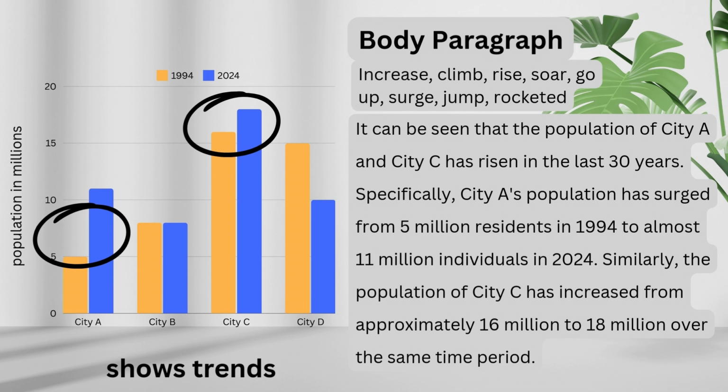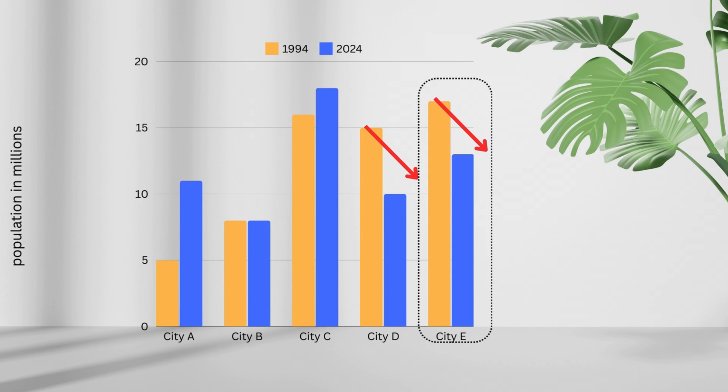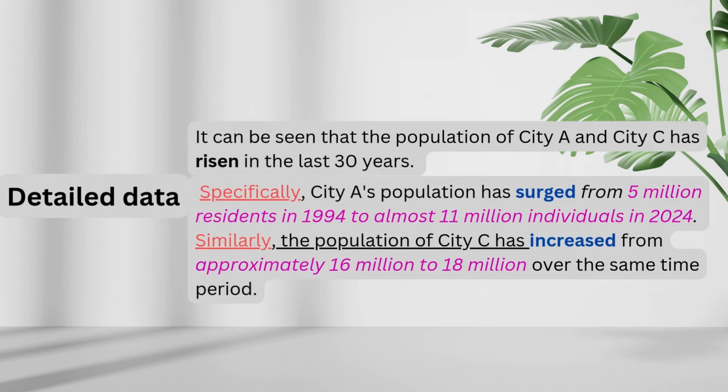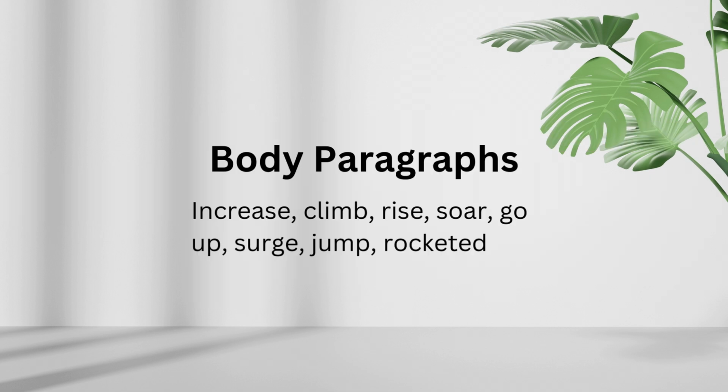Had there been more cities where a similar trend was depicted, let's say there is an imaginary city E where population has also declined, then I will group it with city D and present the figures of both the cities together. And as you can see, I have used connectors such as specifically and similarly. It gives a logical sequence to my body paragraph, and I've also used synonyms for increase. I've used the word surged, I've used the word increased. I can use other words such as risen, soared, go up, etc.